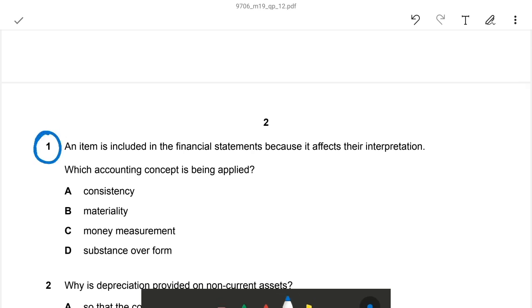Question number 1. An item included in the financial statements because it affects their interpretation. Which accounting concept is being applied? Consistency? No. Consistency means the accounting records should follow the same method in the following year. So the first answer is wrong. Second answer, materiality concept. As per the materiality concept, the item affects the interpretation of the financial statements. So the correct answer is materiality concept.